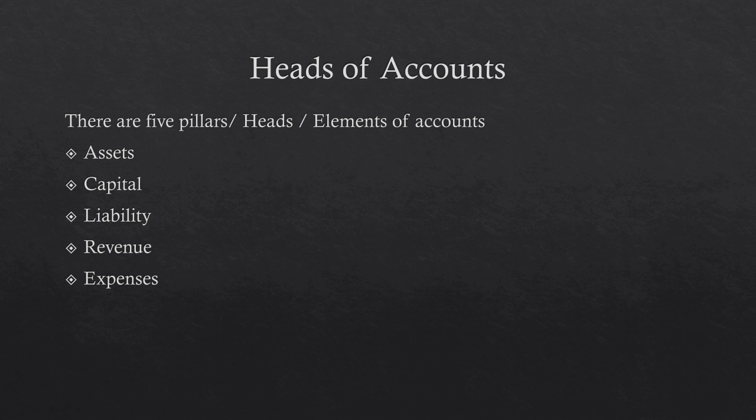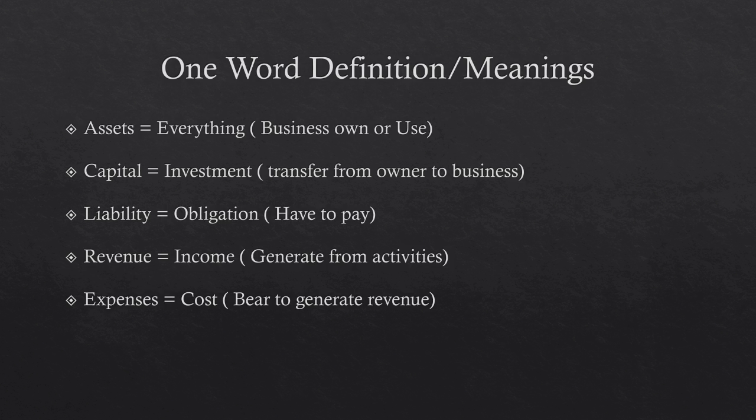There are five heads of accounts: assets, capital, liability, revenue, and expenses. Assets means everything owned or used by a business. Capital means investment, transfer of ownership from owner to business. And then liability means obligations, amount in business that belongs to others which you have to pay back.